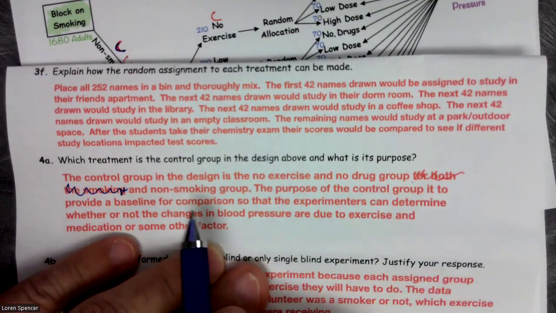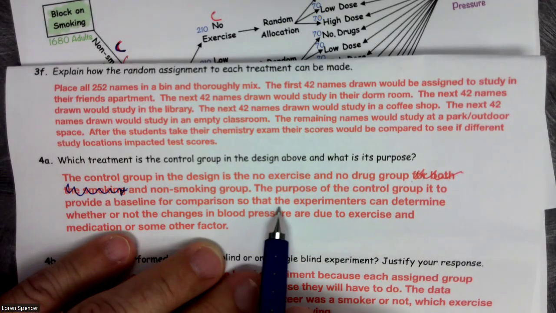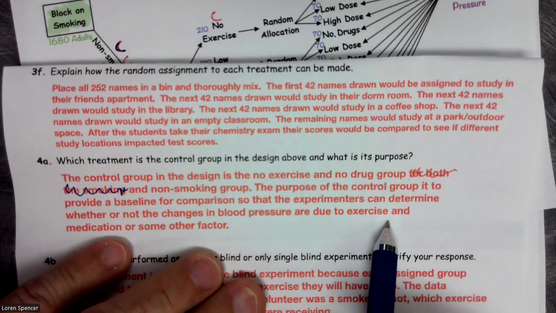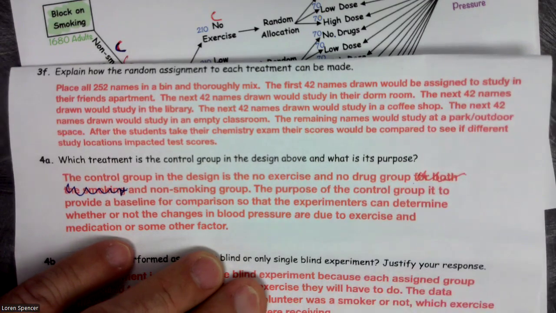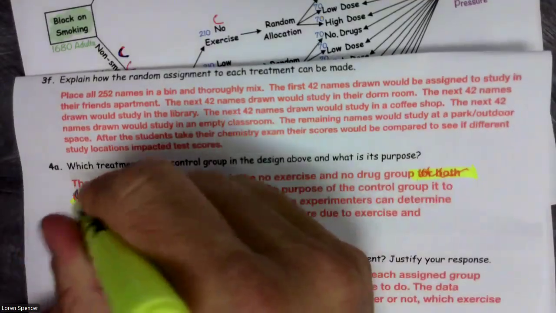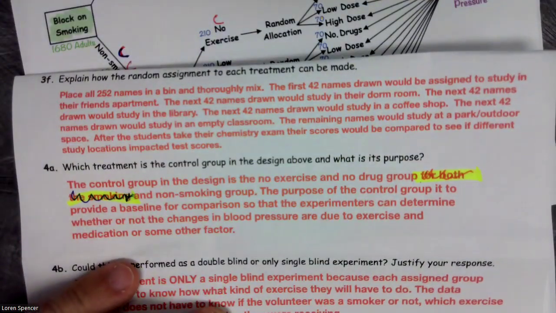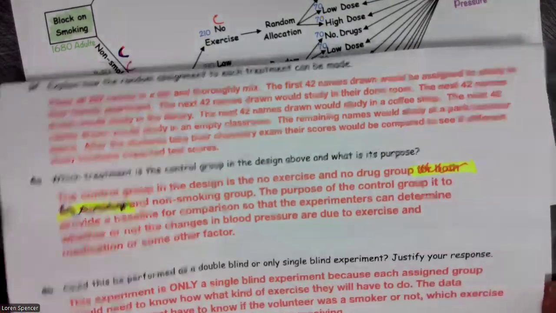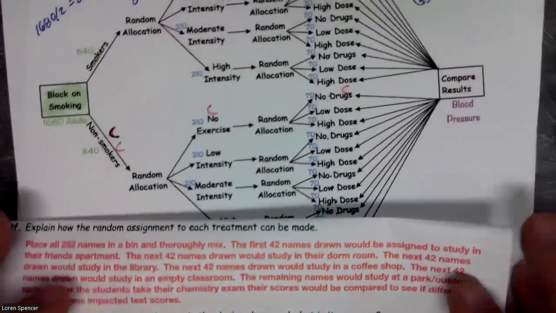The purpose of the control group is to provide a baseline for comparisons so that the experimenters can determine whether or not the changes in blood pressure are due to exercise and medication or some other factor. This 'for both' is not incorrect, but I don't think it's the best way to go. For B, could this be performed as a double blind experiment?